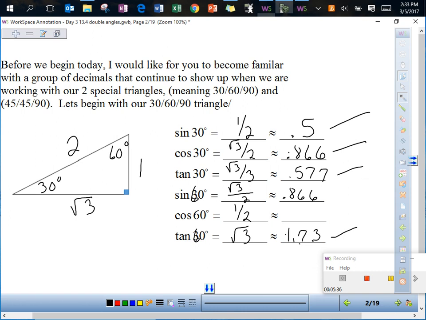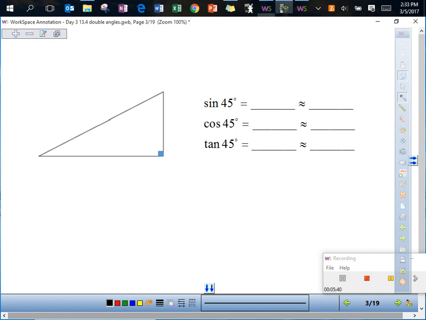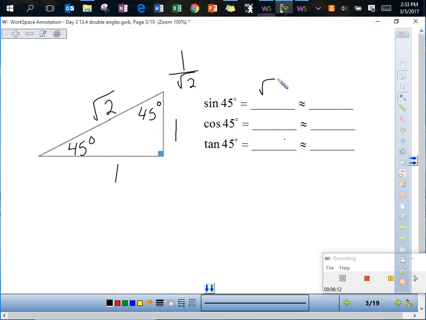Now let me come over and do the same thing. I know this triangle's not drawn to shape, but let's pretend that this is a 45, 45, 90 triangle. Once again, that's going to be a 1, that's going to be a 1, that's going to be a square root of 2. Now let's get the sine, cosine, and tangent of 45. It doesn't matter which angle you start with, so let's go right here. The sine is going to be 1 divided by square root of 2. Let's rationalize that and get square root of 2 over 2.